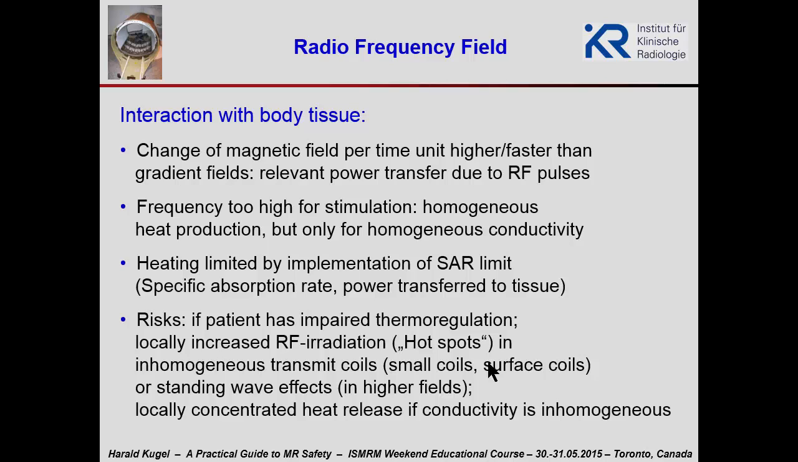But there remain risks. One risk is present if the patient has an impaired thermal regulation, then the SAR limit may be too high, and you have to regulate the specific absorption rate of your excitation by yourself. The other problem is that there may be locally increased radio frequency irradiation, so-called hot spots, if you use inhomogeneous transmit coils or if you have standing wave effects in higher fields. And there may be locally concentrated heat release if the conductivity is inhomogeneous.